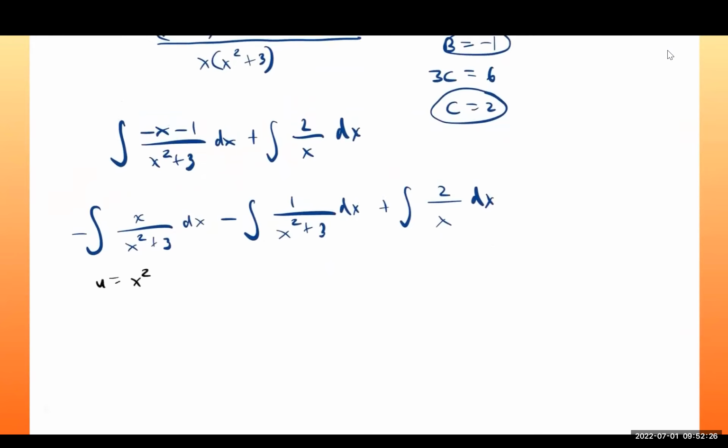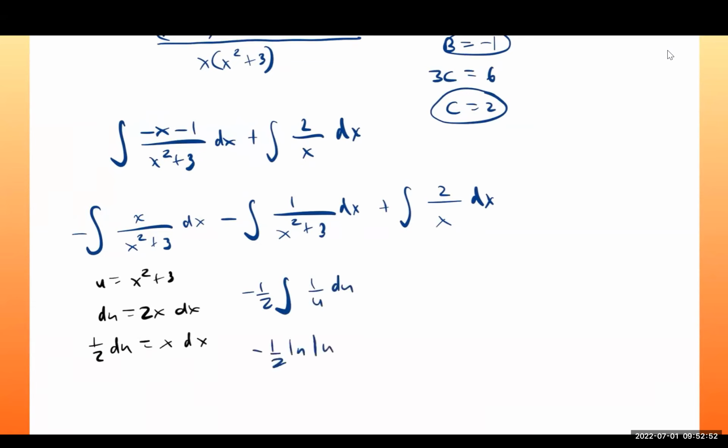All right, for this one, this is a u substitution problem. u is equal to the denominator, which means du is equal to 2x dx, which means 1/2 du is equal to x dx, which will allow us to substitute in for this. So that's going to become -1/2 on the outside. That's going to be 1 over u du, which is going to be -1/2 natural log of u, but u is really x squared plus 3. So this is just the absolute value of x squared plus 3.